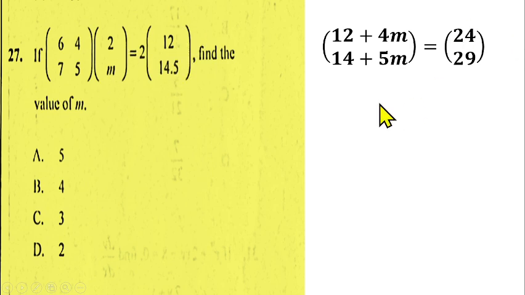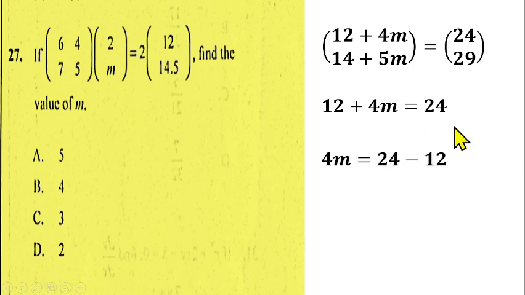2 times 12 gives us 24. 2 times 14.5 gives us 29. Then from there, this is a column matrix equals a column matrix. So that means this element is equal to this, and this is also equal to this. So you have 12 plus 4m equals 24. Collect like terms from there. You have 4m equals 24 minus 12. 4m equals 12. Divide both sides by 4. m equals 3. Even if you do 14 plus 5m equals 29, you still get the same answer for m.